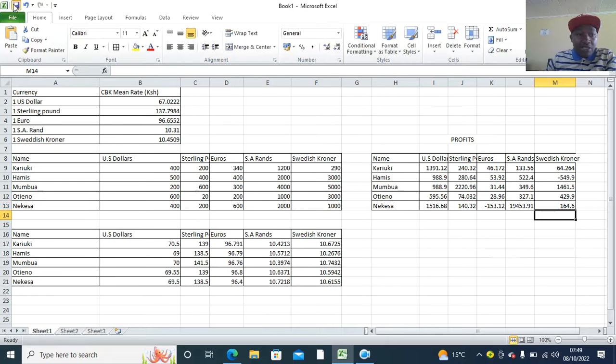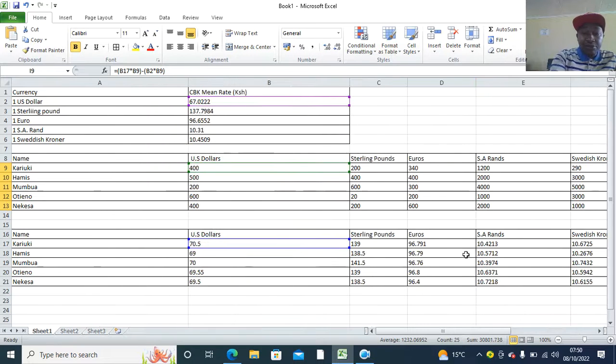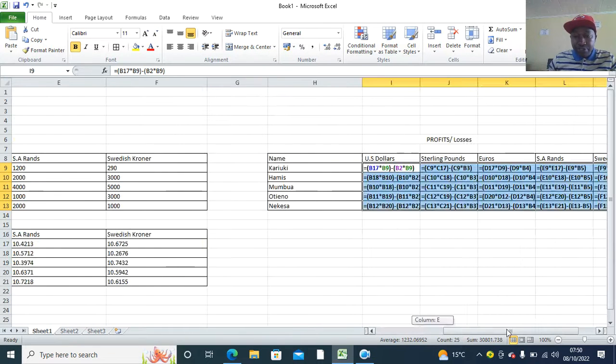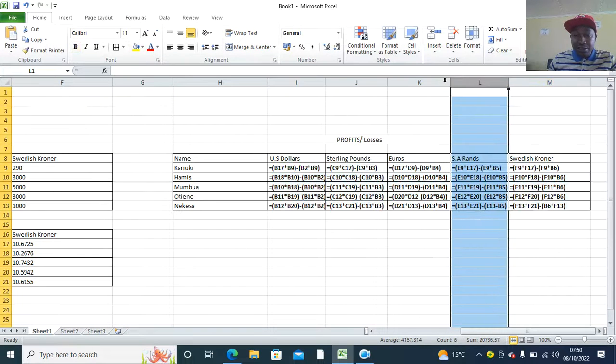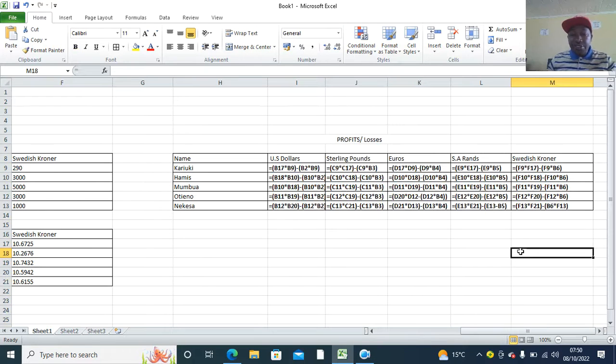So you can be in a position to see the profits or losses, that is the profits or losses that were made by these guys. So if you want to see the formulas I have used, you can press Ctrl and read. You'll be in a position to see the formulas that I have used. You see, these are the formulas that I have used. I have pressed Ctrl and read, so that I can be in a position to see. So these are the formulas, guys.